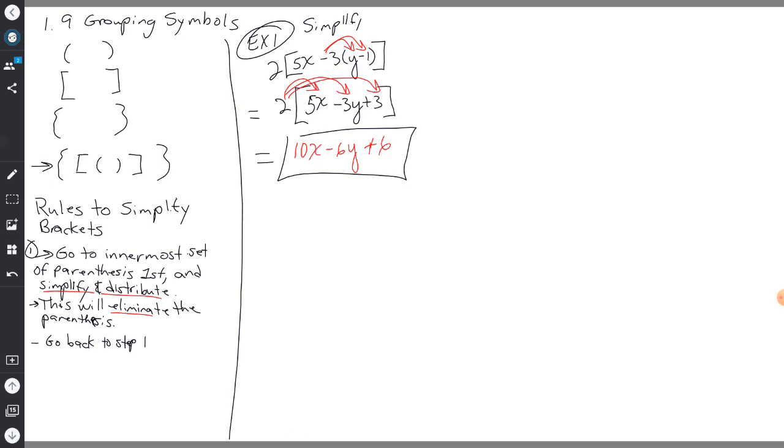So it doesn't matter how many sets of brackets you have. You always move to the innermost first, and then basically work your way out.